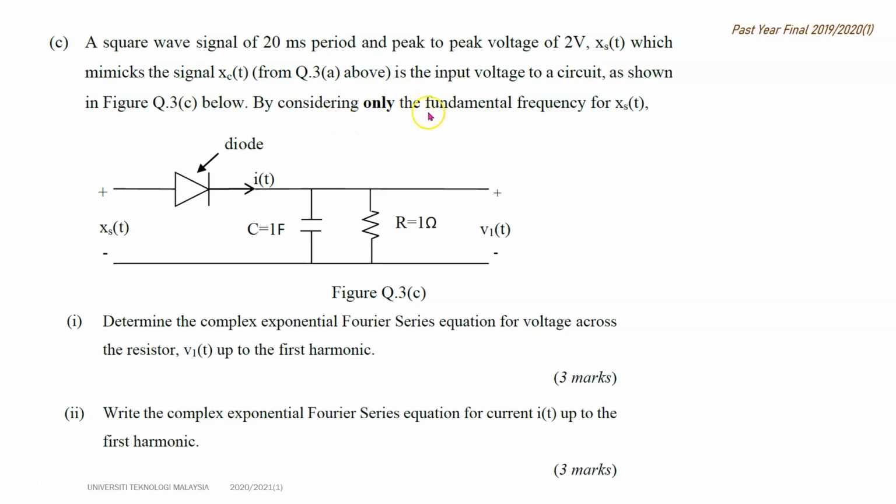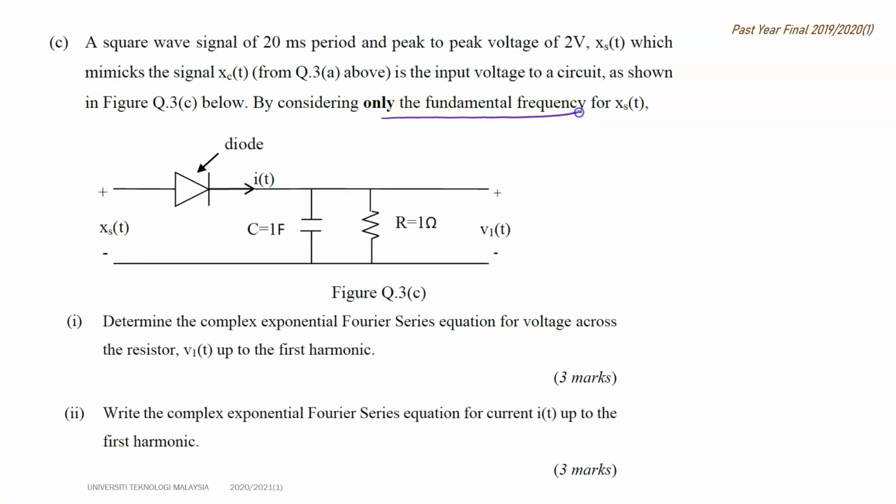By considering only the fundamental frequency, this is the thing that you need to take into account. Fundamental frequency means here only n equal to 1 and DC voltage, so up until n equal to 1. Only considering the fundamental frequency for xt, we need to determine the complex exponential Fourier Series equation for voltage V1t across the resistor, up to the first harmonic. It means you need to find the voltage after the diode. Then we need to write the complex exponential Fourier Series for current it up to the first harmonic.